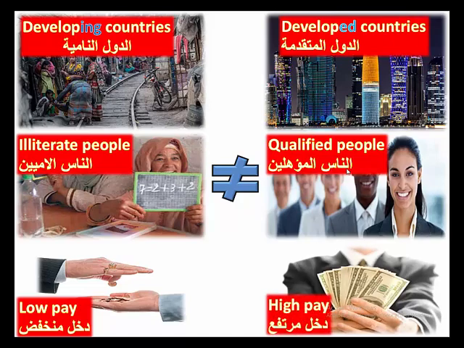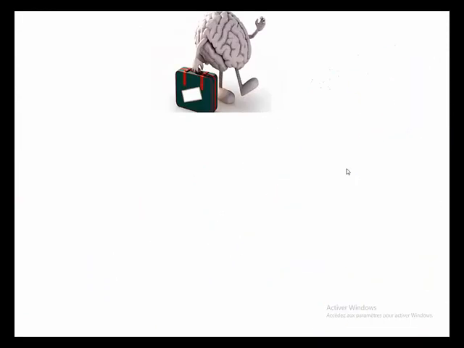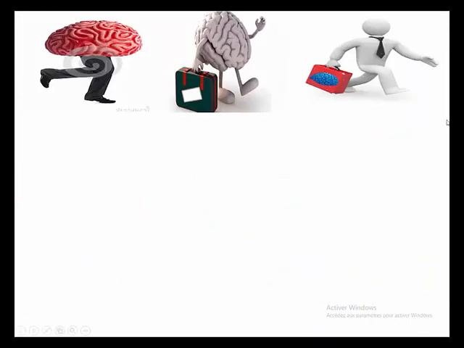Let's move on to the definition of brain drain. What do we see here? We have some brains immigrating or moving from one country to another. So this problem here is immigration. And when we talk about brain drain, it's not any immigration. It's immigration of some people.